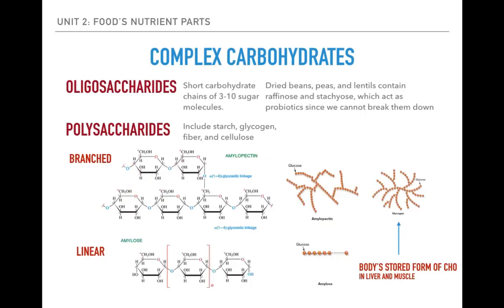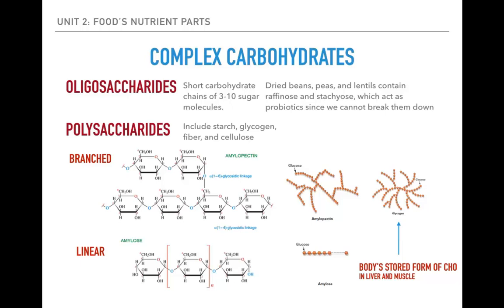So here we have our complex carbohydrates. At the top of the screen, we have those oligosaccharides. It's 3 to 10 sugar molecules in length. These are found in dried beans, peas, and lentils. And their oligosaccharides actually don't get absorbed in the small intestine for the most part. And they act as prebiotics, should be pre, not pro, since we can't break them down. Prebiotics are feeding our friendly gut bacteria in our large intestine.